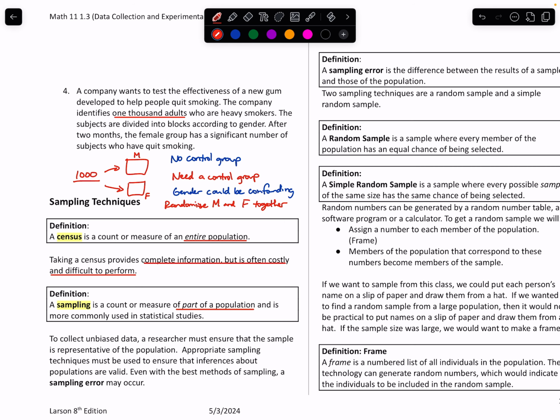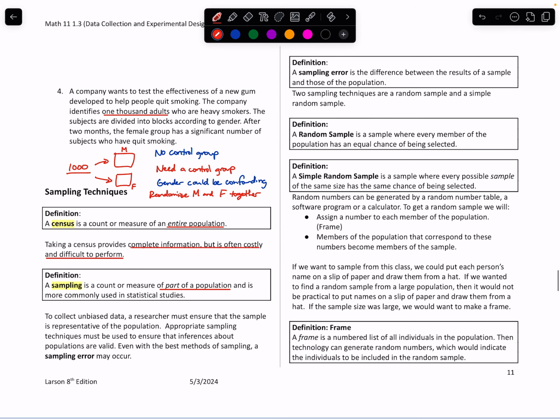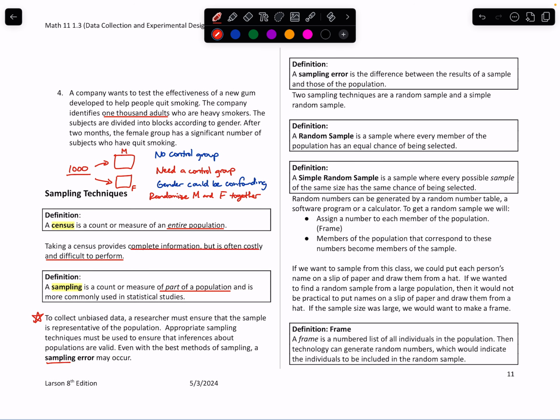And so to collect unbiased data, a researcher must ensure that the sample is representative of the population. Appropriate sampling techniques must be used to ensure that inferences about populations are valid. Even with the best methods of sampling, a sampling error may occur, right? So even if we're super picky about how we do this, there could be a sampling error. Okay, our goal is to minimize it because it's not necessarily always going to go away, but it's the difference between the results of a sample and those of the actual population.